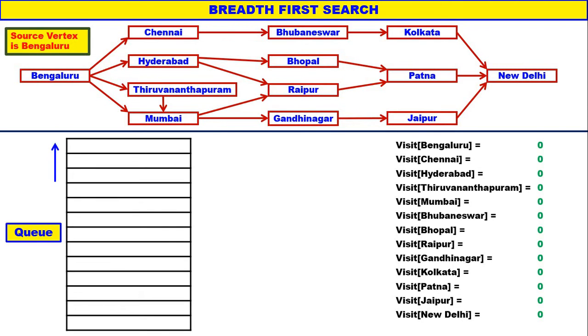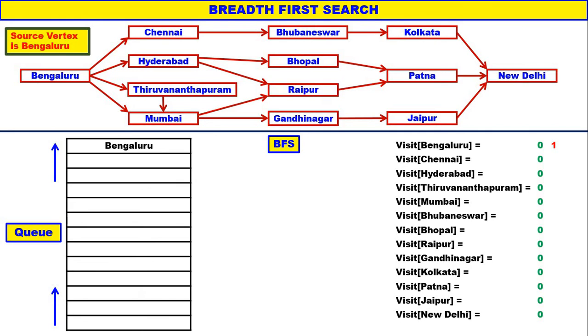Now we will consider a queue. This is our queue, and this is our BFS traversal. Now the source vertex is Bengaluru. Therefore, Bengaluru is inserted into the queue. And whenever you insert a vertex into the queue, make the visit value equal to 1. Therefore, visit of Bangalore becomes 1. Now, let us start our operation.